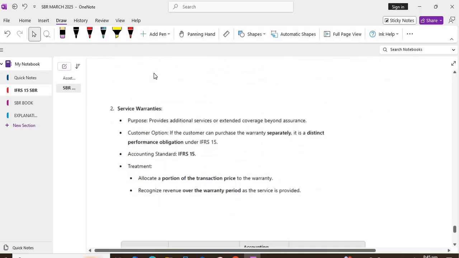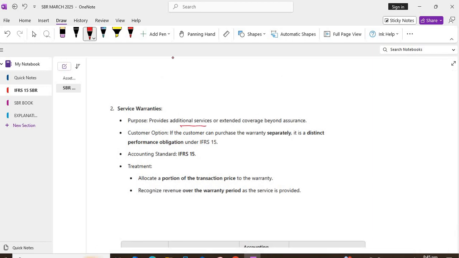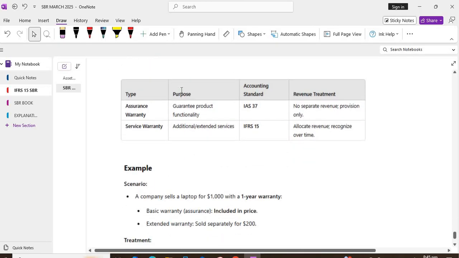Okay, now if you are providing an additional services warranty, which provides additional services or extended coverage beyond assurance, then the customer option is that the customer can purchase the warranty separately. It is a distinct performance obligation, and the treatment will be to allocate a proportion of the transaction price to the warranty and recognize the revenue over the warranty period as the service is provided. Clear?